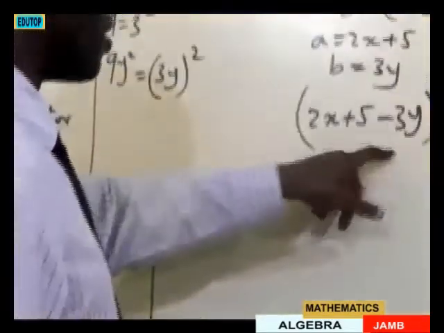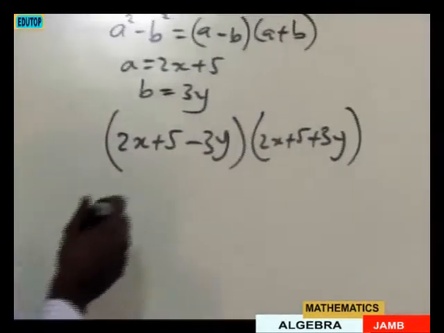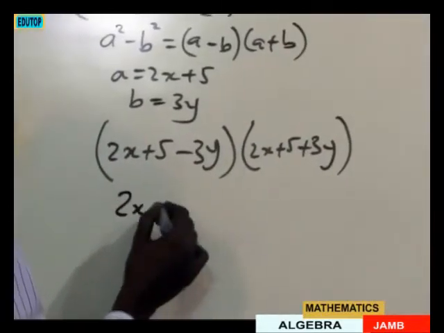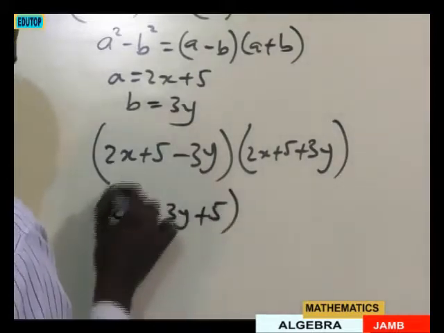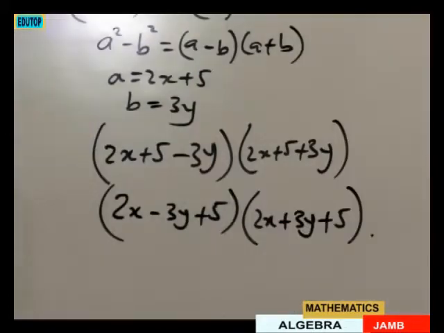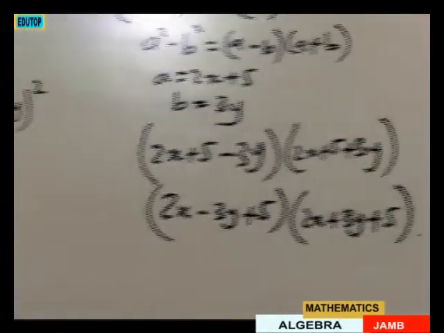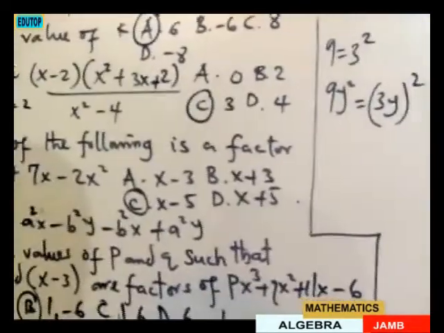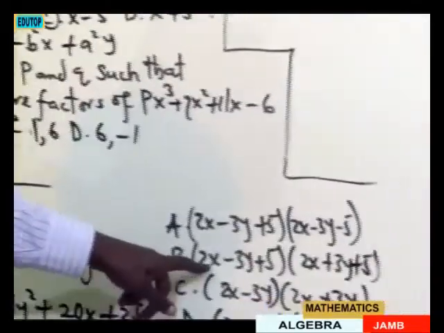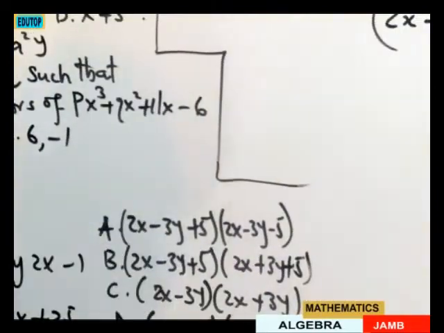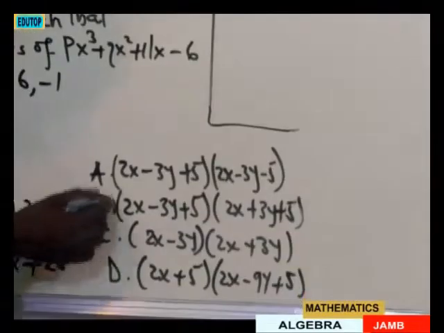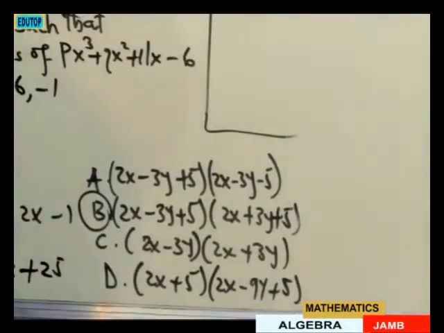So it is very important that you rearrange so that you don't get it confused. By rearranging, you see that it is one thing to solve a question, it's another thing to pick the right answer. I've been able to restructure it, so I think it's now clearer. So which one do you think would be the answer in this regard? I think it's B: 2x minus 3y plus 5, 2x plus 3y plus 5. So automatically B is the option.